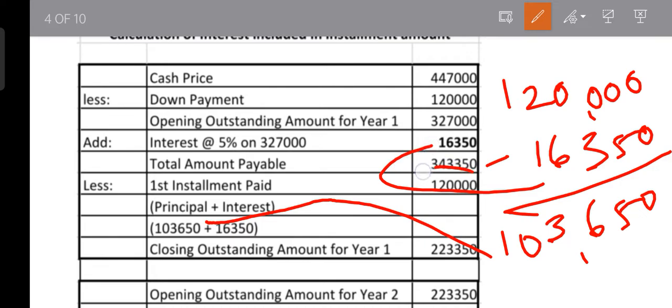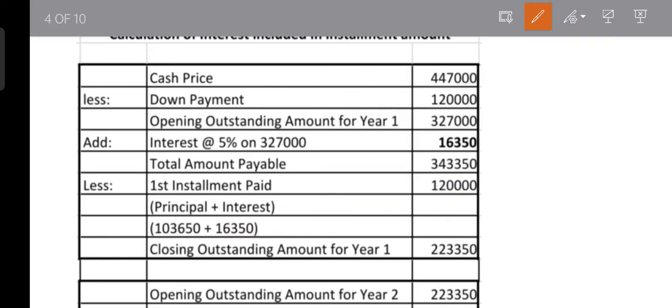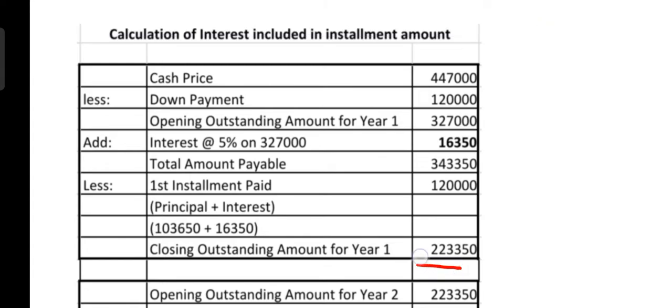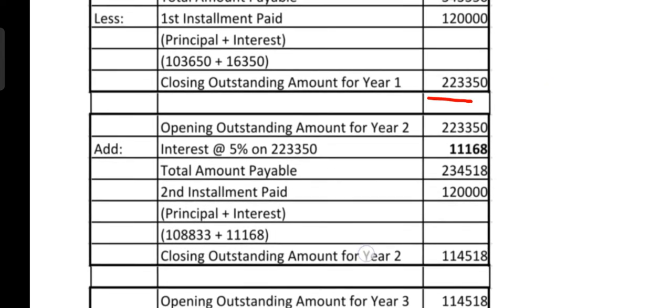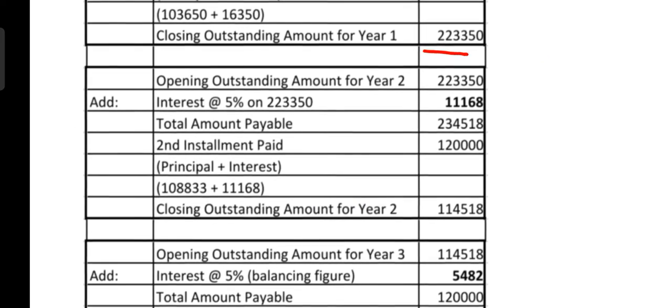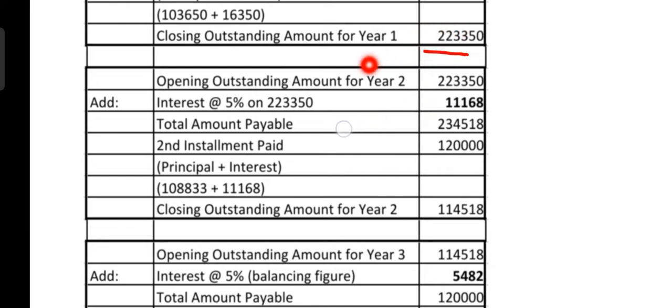Including both, it becomes 1,20,000. Okay, so we paid the first installment of 1,20,000, so the balancing figure that appears at the end of the year is 2,23,350. This we are going to consider as the closing outstanding amount for year 1, and the same process continues for year 2, where the closing balance of year 1 becomes the opening outstanding amount for year 2, that is the same amount, 2,23,350. Again at the end of the year we need to pay interest of 5% on this 2,23,350.